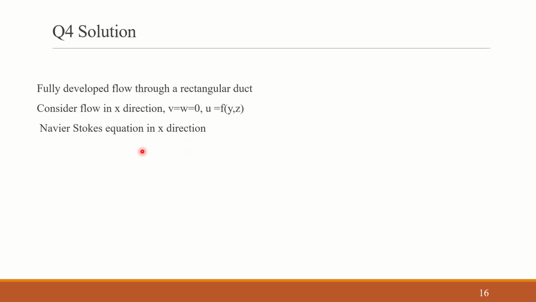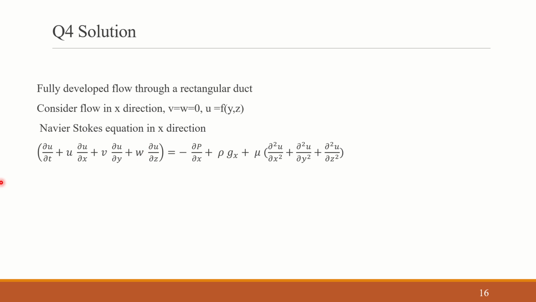The Navier-Stokes equation in the x direction is given by dou u by dou t plus u times dou u by dou x plus v times dou u by dou y plus w times dou u by dou z equal to minus dou p by dou x plus rho gx plus mu into dou square u by dou x square plus dou square u by dou y square plus dou square u by dou z square.